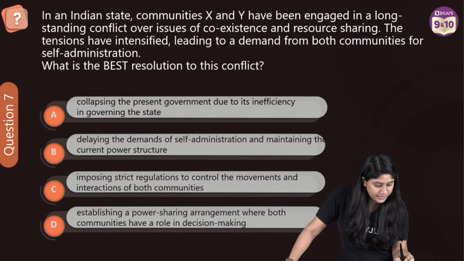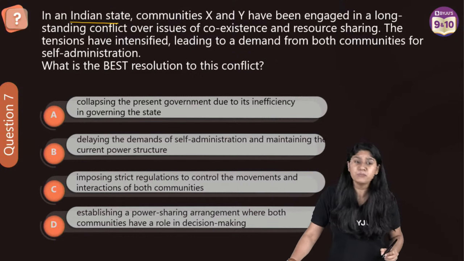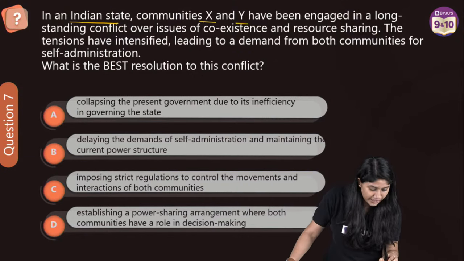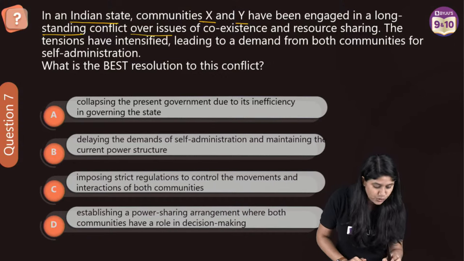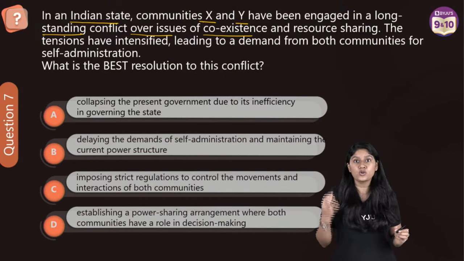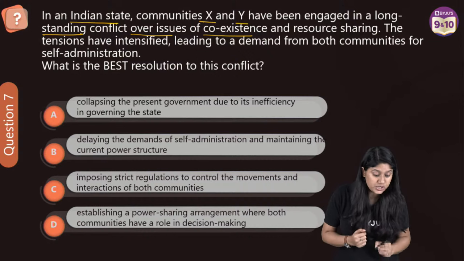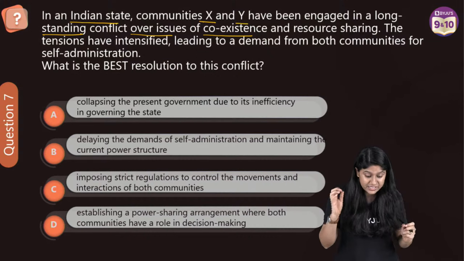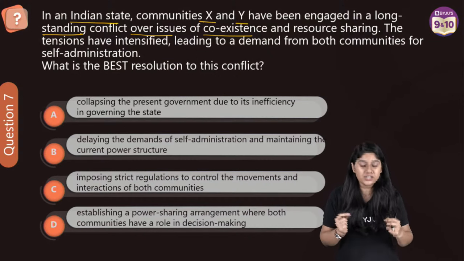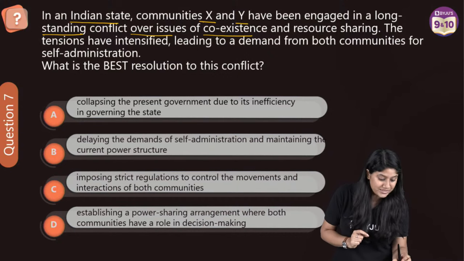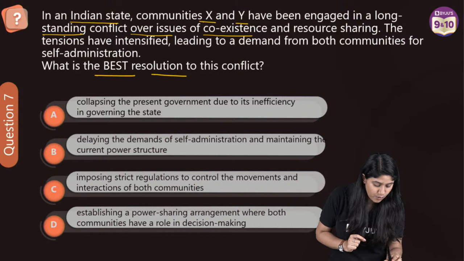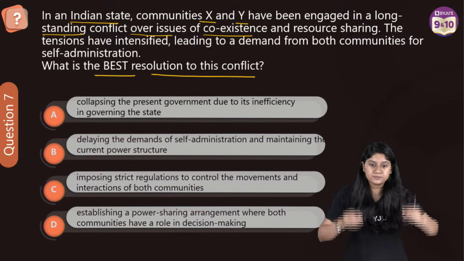Here we have, in an Indian state, community X and Y have been engaged in a long-standing conflict over issues of coexistence and resource sharing. The tension has intensified, leading to the demand from both communities for self-administration. What is the best resolution of this particular conflict?